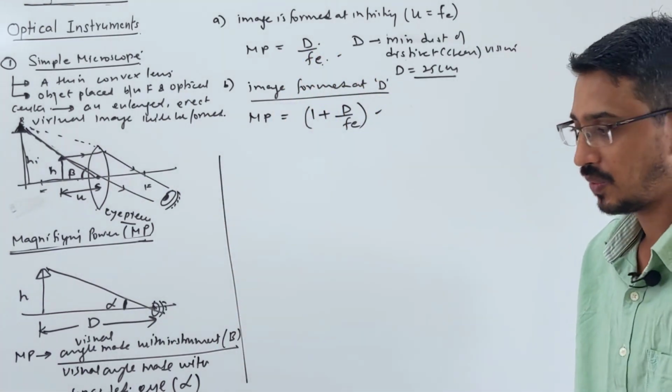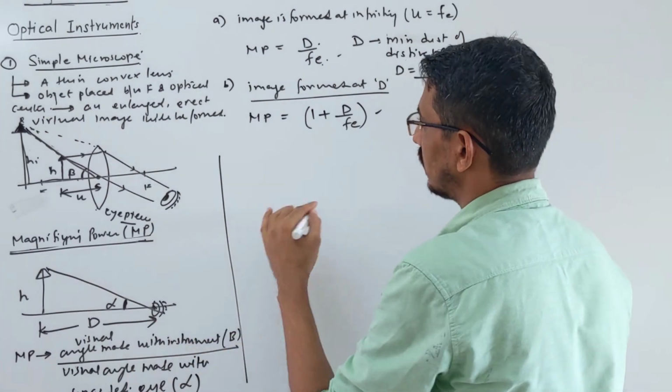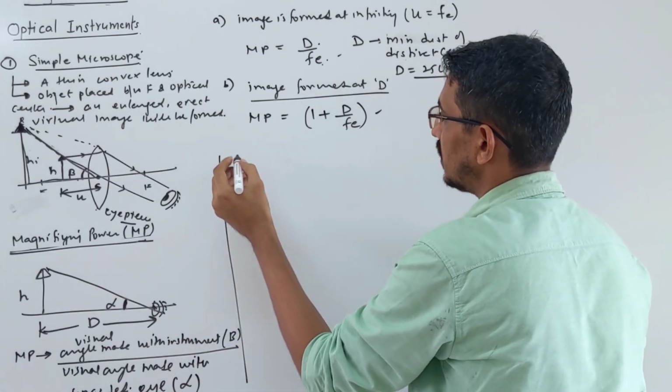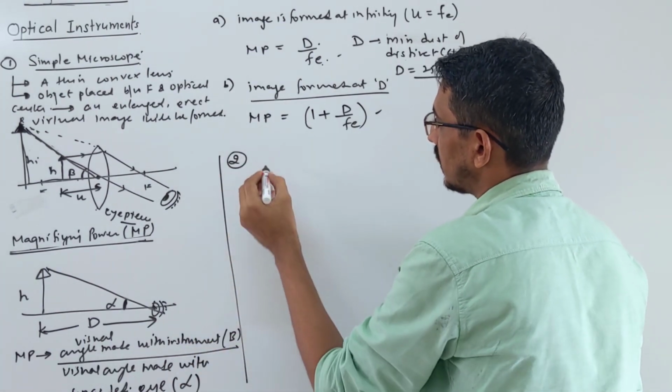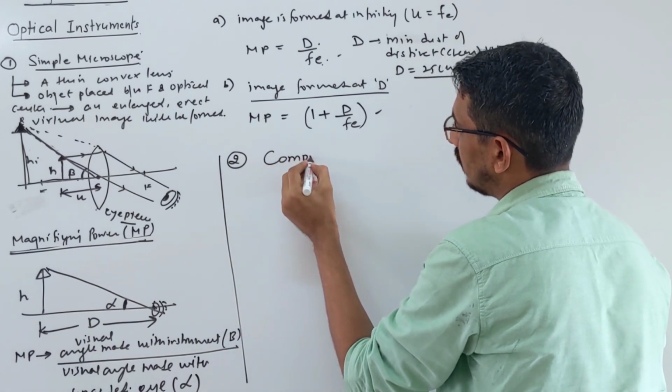Questions I will do on them later, once I finish all these instruments. Let's talk about the second instrument, that is called your compound microscope.